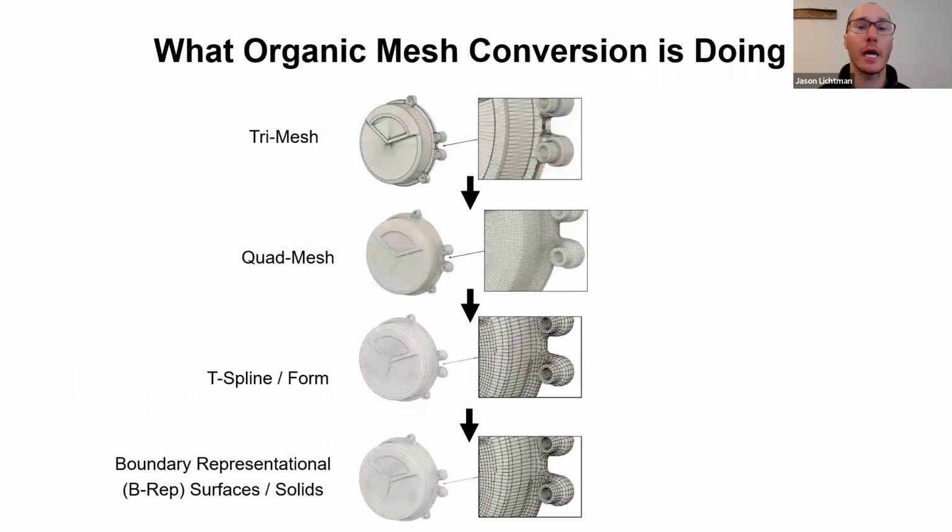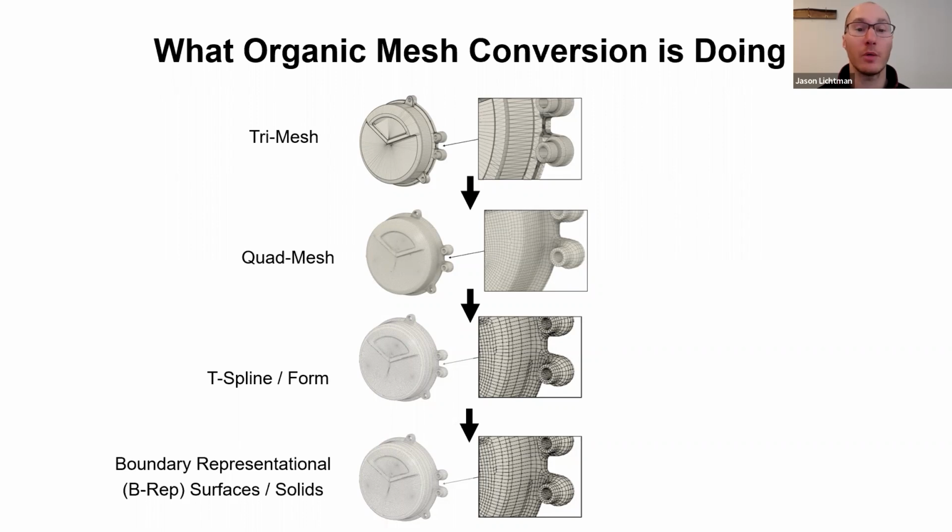Now, what does the organic mesh conversion actually do? So it's doing 3 conversions in one. The first thing it's doing is it's taking your standard mesh, or what we call a tri-mesh, which is a mesh made of triangles, and converts it into a quad mesh, or a mesh made of quads or squares. Then it's going to take that quad mesh and convert it into a T-spline, or what we call a form. And once it's in a form, then lastly, it converts it into the solid or the surface.